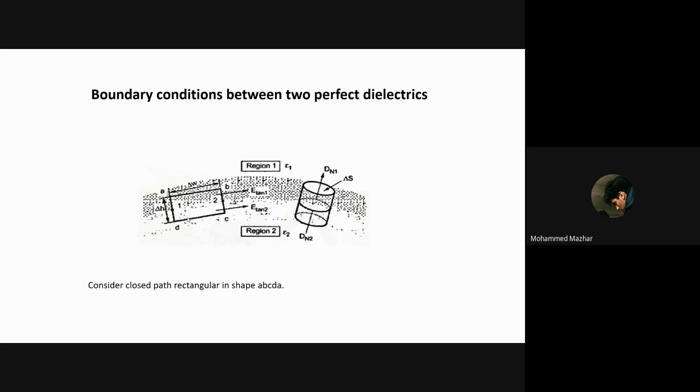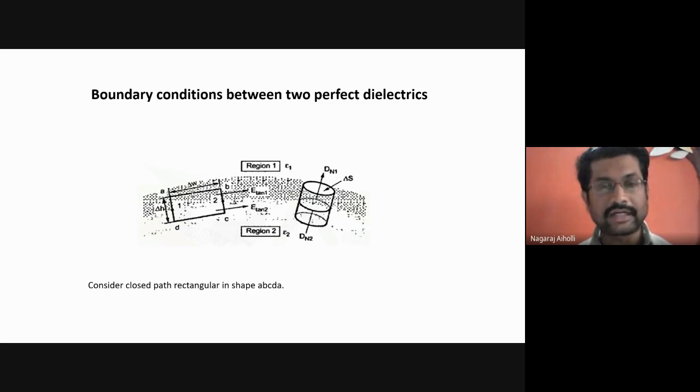That means if delta h tends to 0, the AB surface will almost coincide with the CD surface, and that will be along the boundary. Both these AB surface and CD surface will coincide and they will be along the boundary almost, and hence that time I can analyze the conditions at the boundary. Hence what I am doing is I am considering delta h tends to 0.